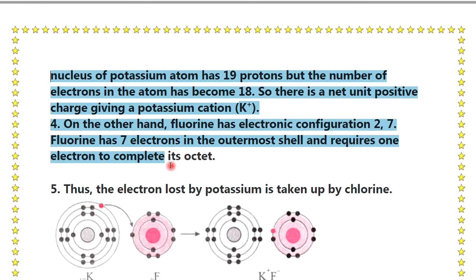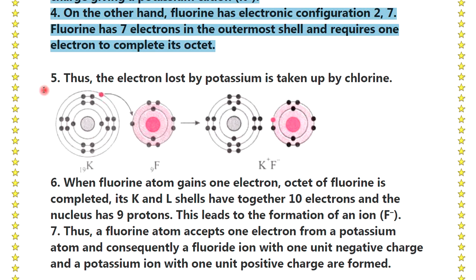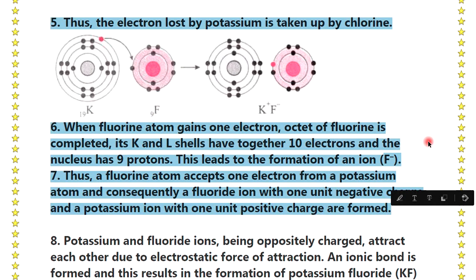The nucleus of potassium atom has 19 protons, but the number of electrons in the atom has become 18. So there is a net unit positive charge giving a potassium cation, means K+. On the other hand, fluorine has electronic configuration 2,7. Fluorine has 7 electrons in the outermost shell and requires 1 electron to complete its octet. Thus, the electron lost by potassium is taken up by fluorine.